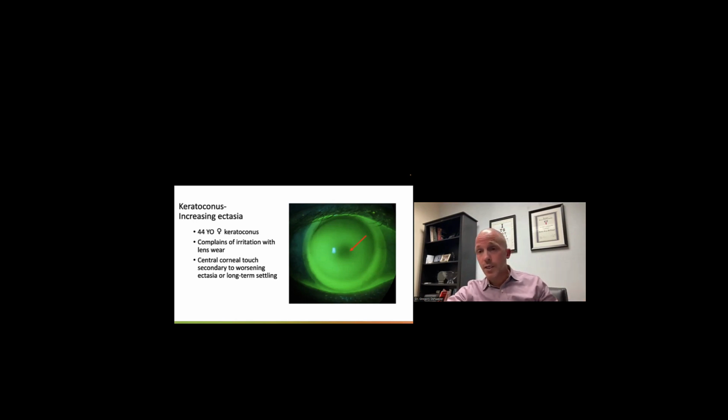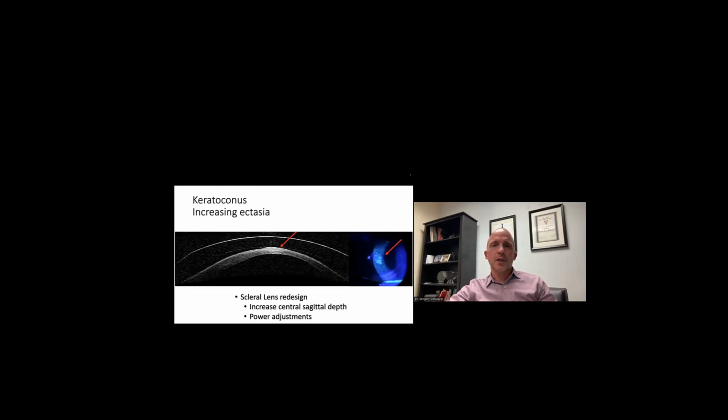Is the patient's ectasia getting worse, or do they have some longer late-term lens settling, which can happen as well? If we think that the cornea is getting worse or more ectatic, then we have to reevaluate the patient, of course, for cross-linking.